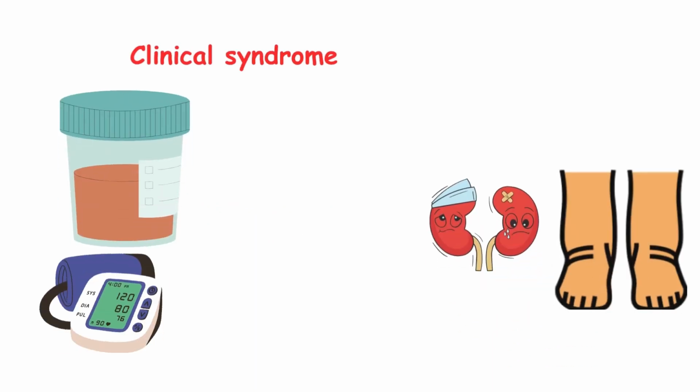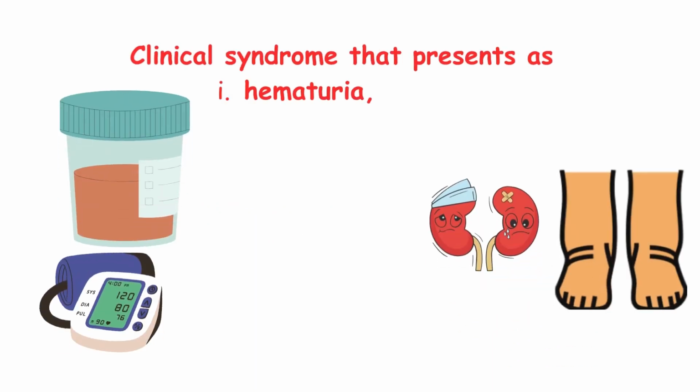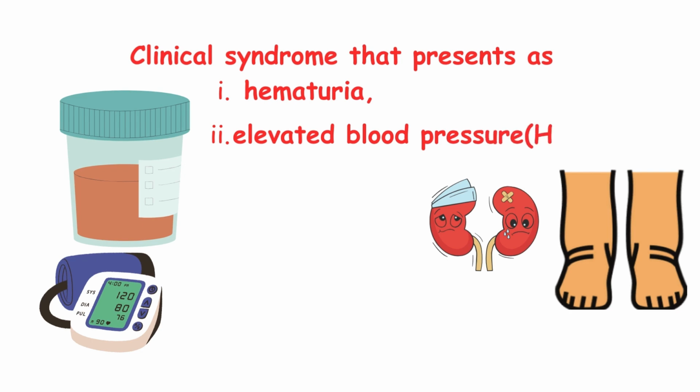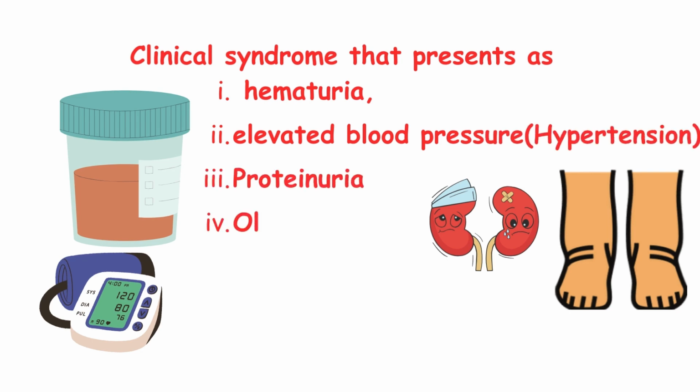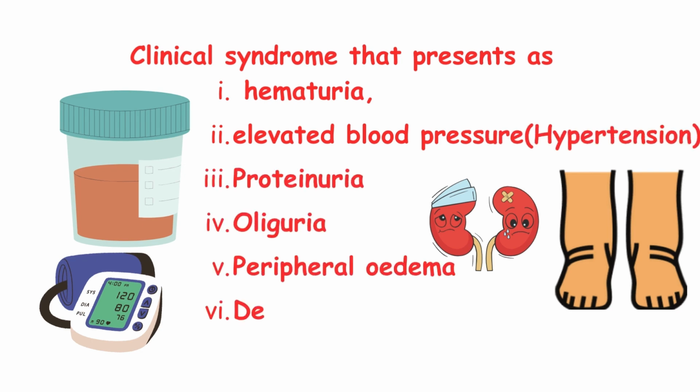Nephritic syndrome is a clinical syndrome that presents as hematuria, elevated blood pressure, proteinuria, oliguria, peripheral edema, and deranged renal function.